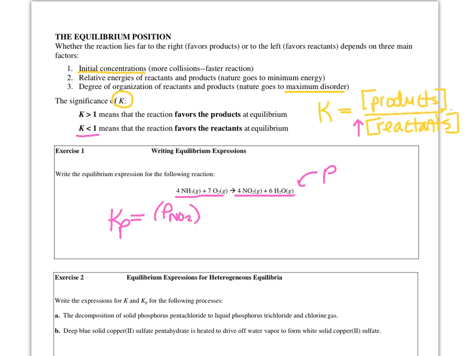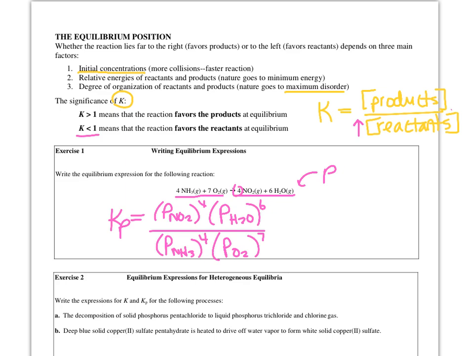So we're going to do the pressure of NO2, and we're going to raise it to the coefficient of 4. And we're going to do the pressure of water vapor, and we're going to raise it to 6, over my reactants, which are going to be the pressure of NH3 raised to the 4th, and the pressure of O2 raised to the 7th. That's essentially all it is to write your equilibrium expression. So they're a little easier because they are taking into account everything that is either aqueous or a gas, and what they are concentration-wise or pressure-wise when you reach that equilibrium spot.